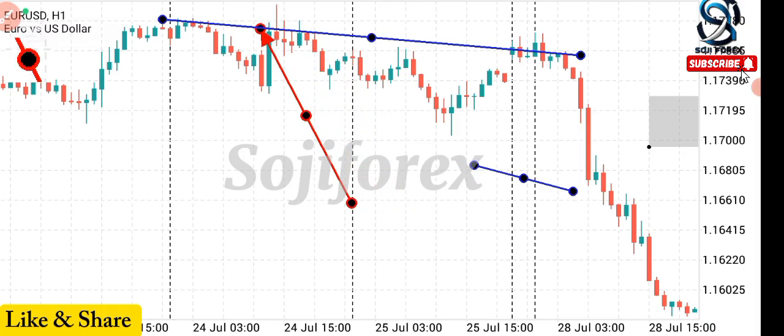Because where this body stops is what we call the point of reaction. And then where this wick is, is the point of failure. So this shows you failure on the part of buyers and reaction of sellers in the market. So you can see that here now, price breaks this trend line to the upside. So does that mean this trend line is no longer valid?